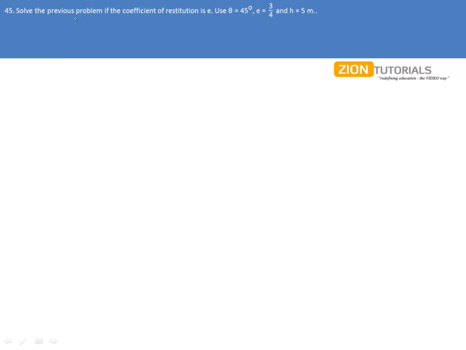Solve the previous problem if the coefficient of restitution, that is E, and theta equals 45 degrees, E equals 3/4 and height equals 5 meters. Now we are going to solve this problem as we did the last one, but the additional part in this question is that the concept of collision is also there.